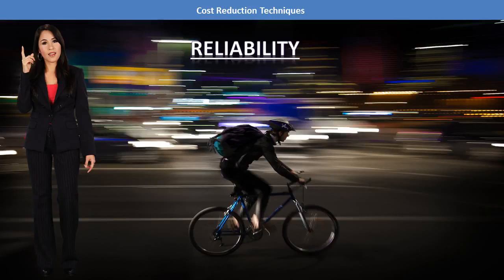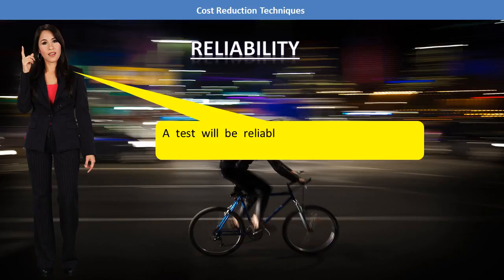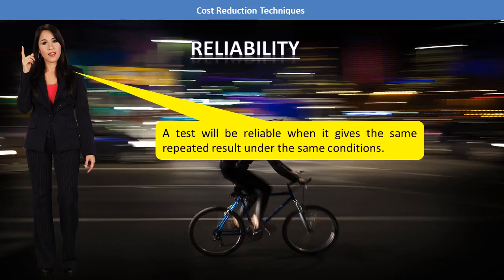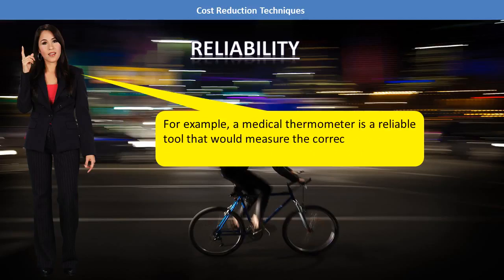Reliability. It is a degree of consistency of a measure. A test will be reliable when it gives the same repeated result under the same conditions. You can also think of it as the ability for a test or research findings to be repeatable. For example, a medical thermometer is a reliable tool that would measure the correct temperature each time it is used.